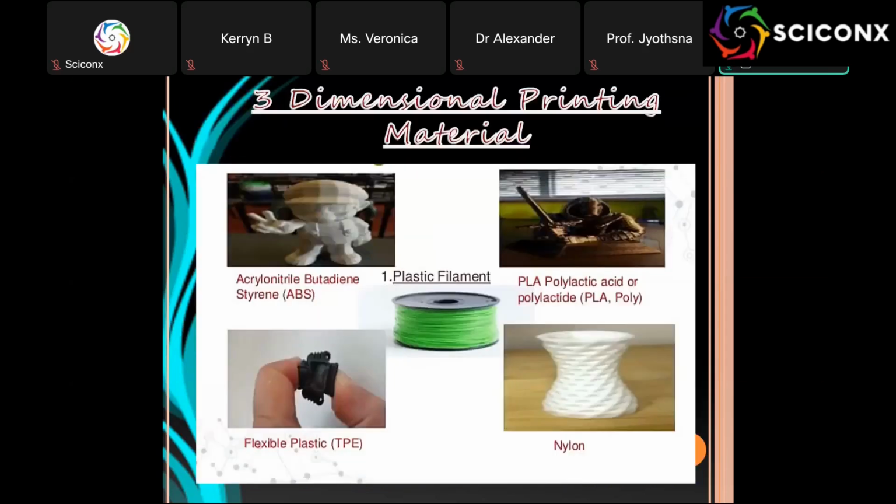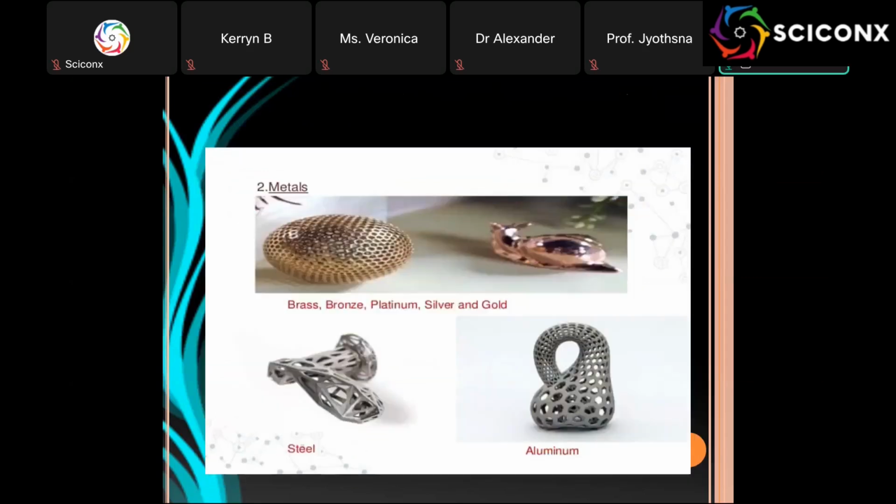Now, there are various materials which are going to be used. In every technique, different types of material are used. The material is either made up of plastic, or metal, or glass. In the plastic, there may be ABS material, that is acrylonitrile butadiene styrene, flexible plastic. Then PLA is there, that is polylactic acid or polylactide, or nylon. The metals are in the form of brass, bronze, platinum, aluminum, steel, silver, gold. All these metals are used to manufacture the three-dimensional object.